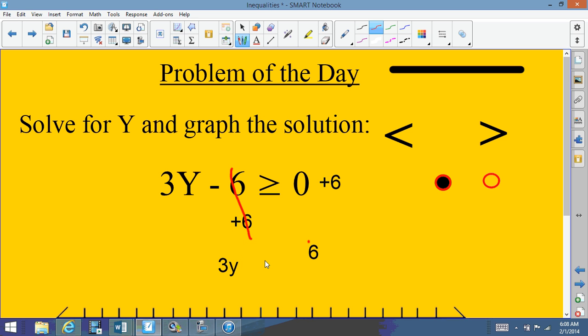Now I'll make believe it's equal to 6 for a second. And I know I'm supposed to divide both sides by 3. So let's divide by 3. Divide by 3, divide by 3. The 3's cancel out, and I would have y equal to 2.